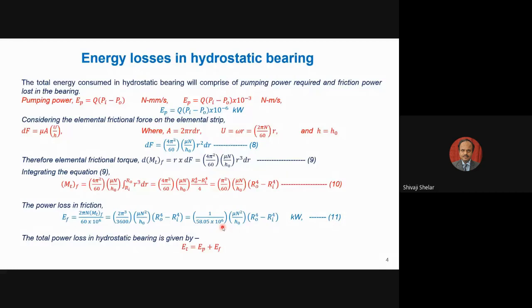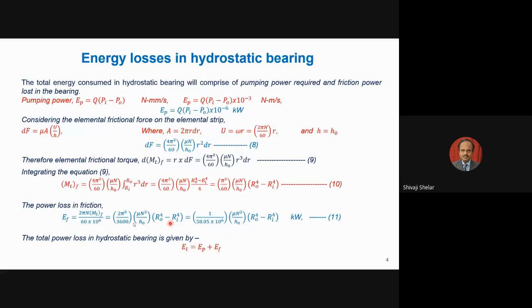58.10 raised to 6 mu n squared upon h naught, rho raised to 4 minus ri raised to 4. So if you put all these relations here, we get this value in terms of kilowatt. You can put the values of rho and ri in millimeter, n in rpm, h naught in millimeter, and the viscosity also in Newton second per millimeter.